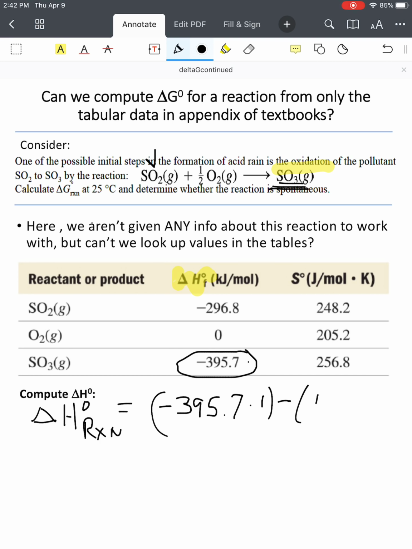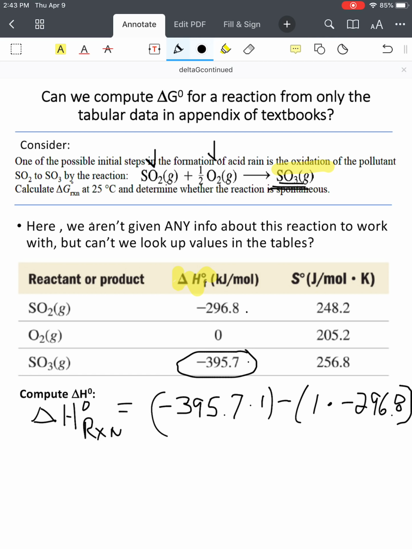Now notice in the reaction I only have one copy of that, so I need to subtract 1 times the enthalpy of formation for SO2, which is negative 296.8. Now I'm running out of room here, but I think I might be okay in this situation.